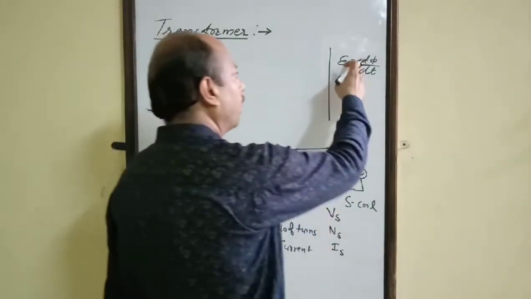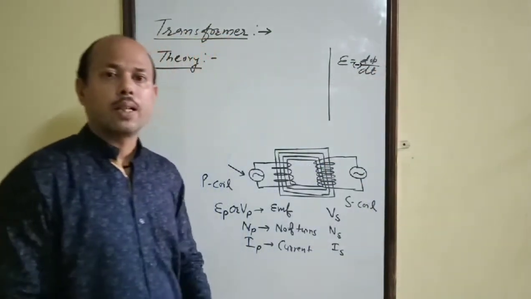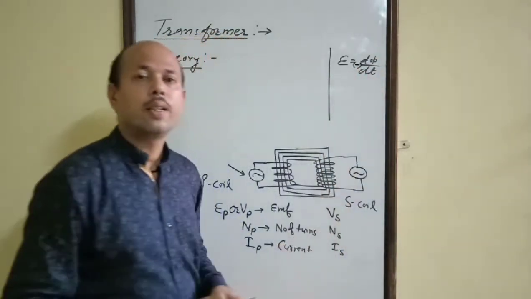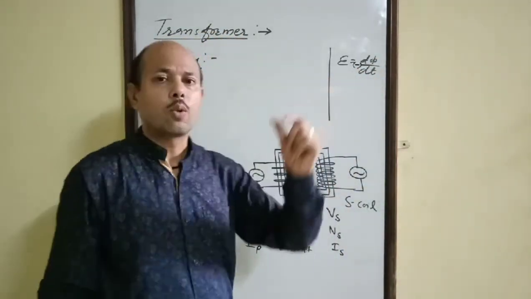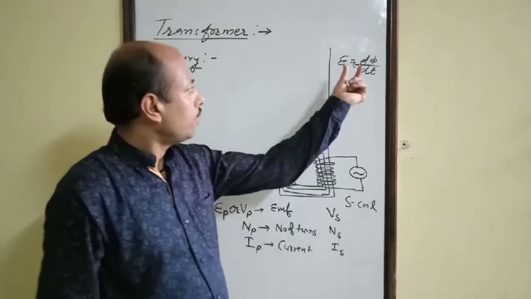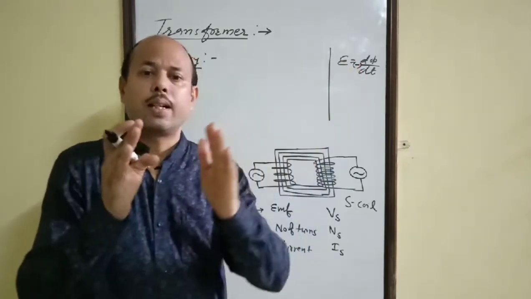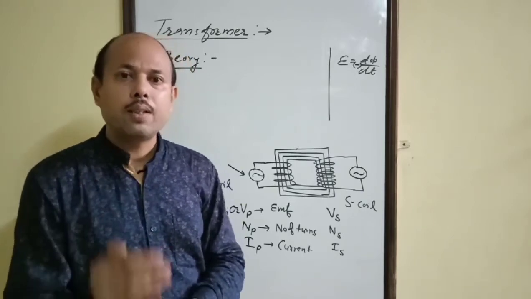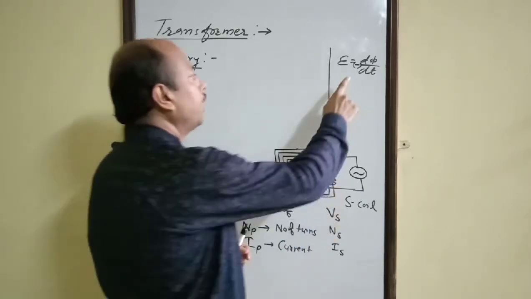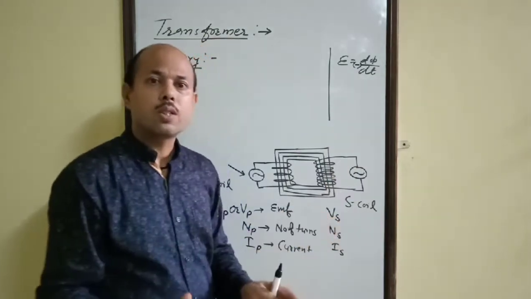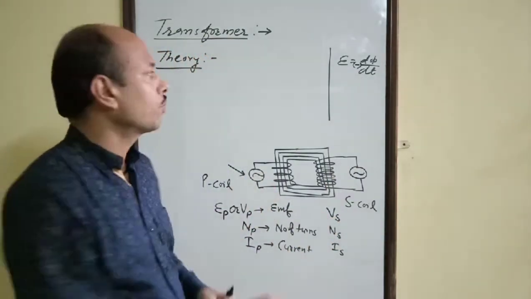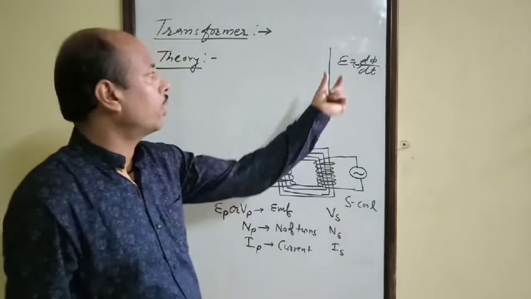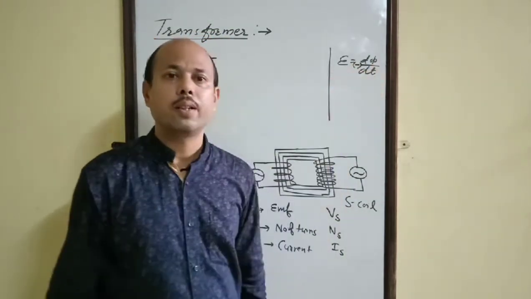That topic you have already discussed in a previous chapter, but again I am recalling. E equals minus d phi by dt. The minus is according to Lenz's law. According to Lenz's law, the direction of the EMF or induced current will be in such a way that it opposes the cause which produces it. Therefore, we can write E equals minus d phi by dt.